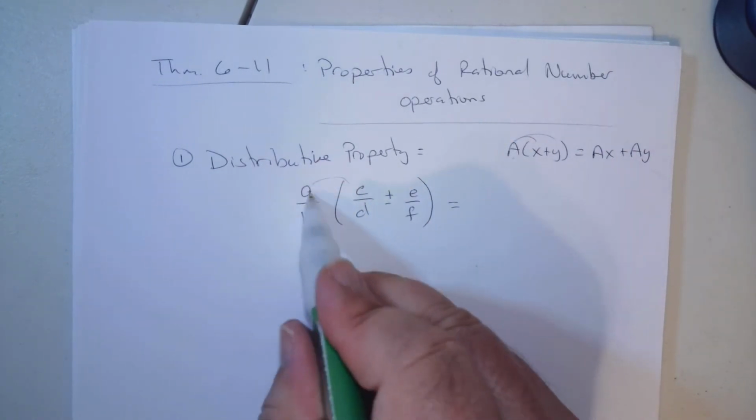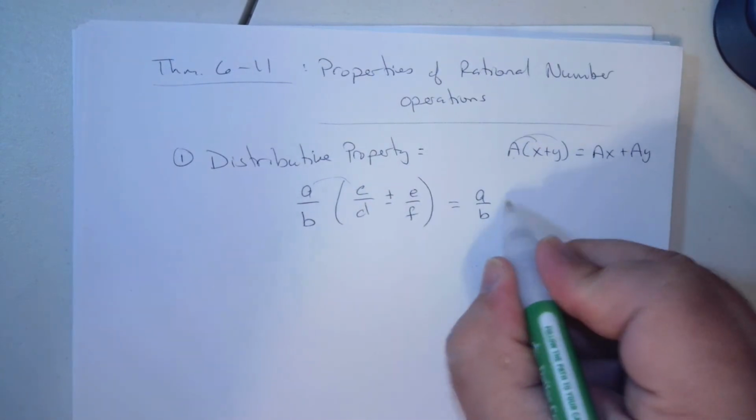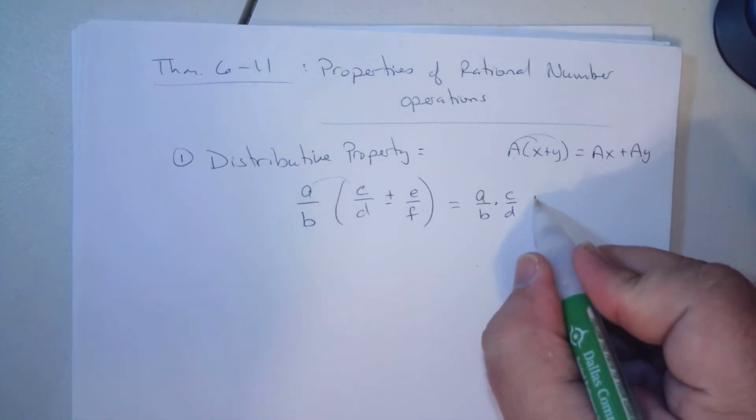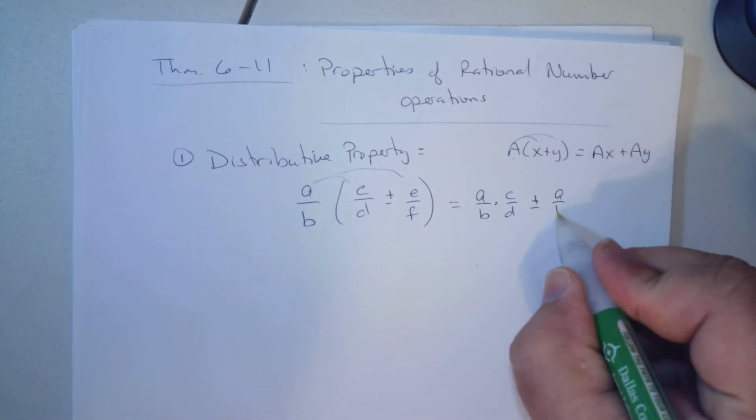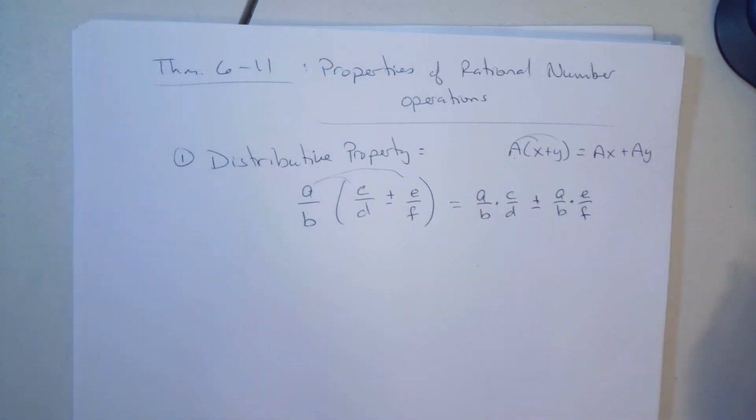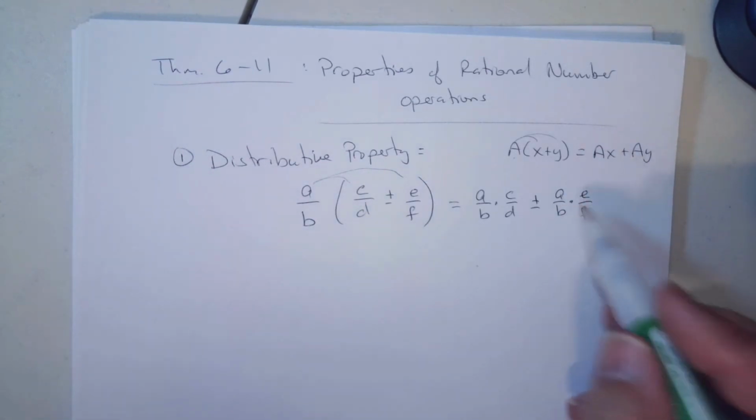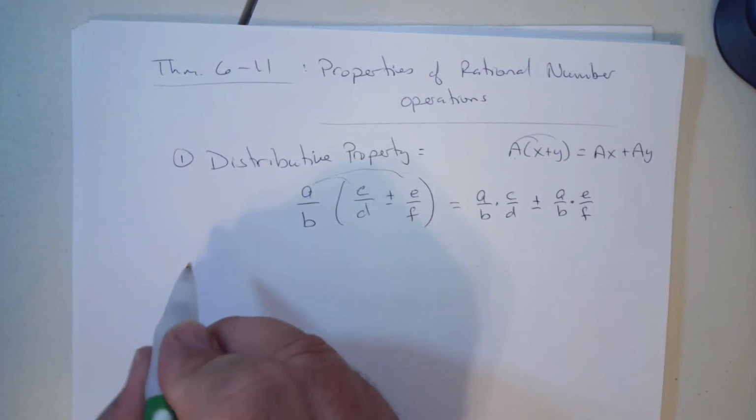Same thing here. The coefficient is A over B, so A over B times C over D, whatever that operation is, A over B times E over F. And either reduce first, or if nothing reduces, then multiply straight across. And then add or subtract them.